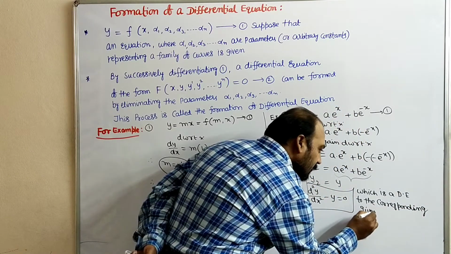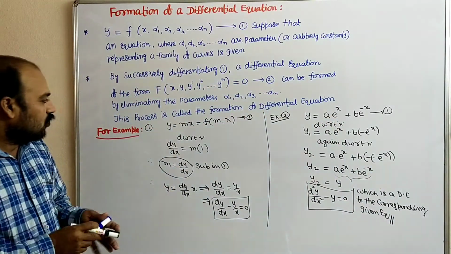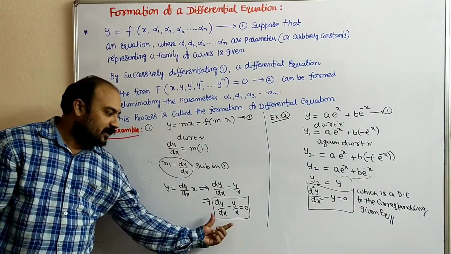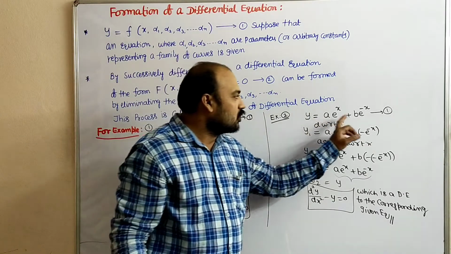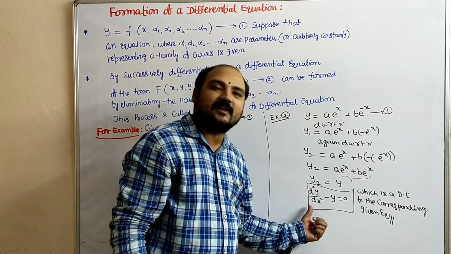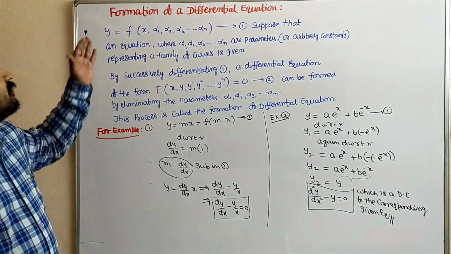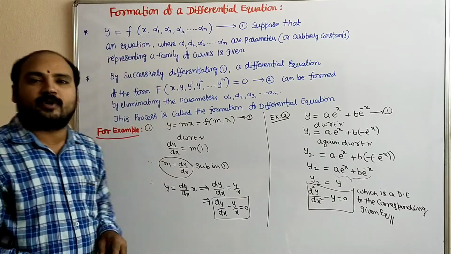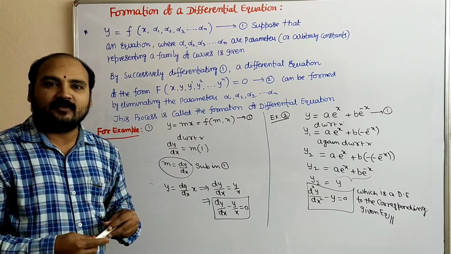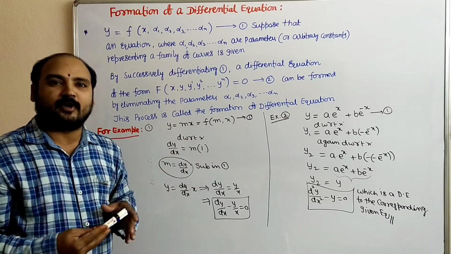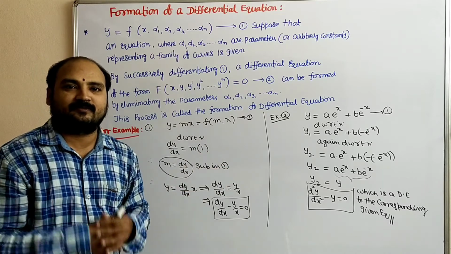So here, one constant is there, we got dy by dx minus some function. If two constants are there, d square y by dx square. This is the way you have to get the formation of a differential equation. We will take more examples in this session. We will discuss all the important different categories of questions in this session.